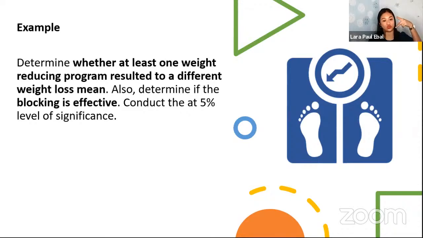So you have to test two things: for the treatment, for the program, and for the age bracket or age group. Okay, conduct the experiment at 5% level of significance.